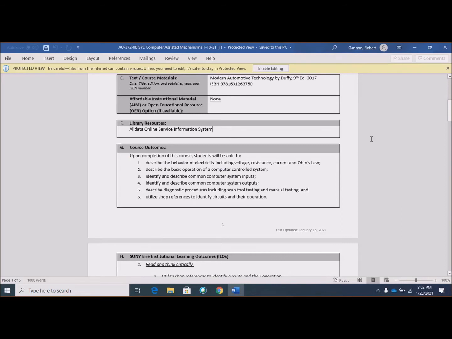So the course outcomes. What are we trying to accomplish here? First, one should be able to describe the behavior of electricity, including voltage, resistance, current, and Ohm's law. So let's talk about that for a minute. As I'm sure you know, computer systems operate on electricity. So does a light bulb, right? So now what's the difference between a light bulb and a computer system? There's a lot. They both work on electricity, but the electricity is used in a different way.